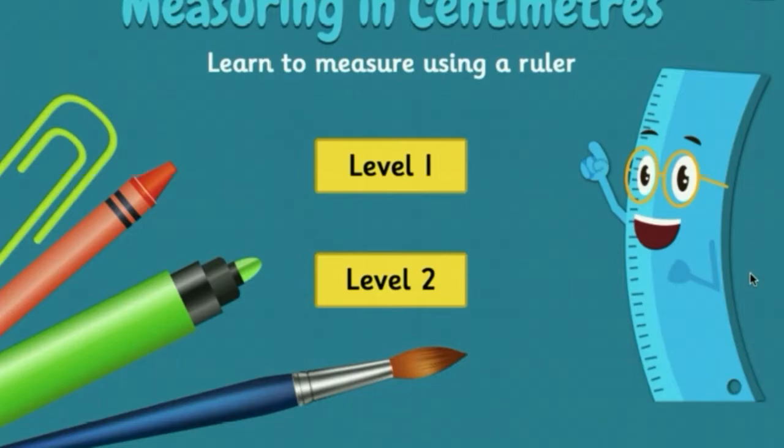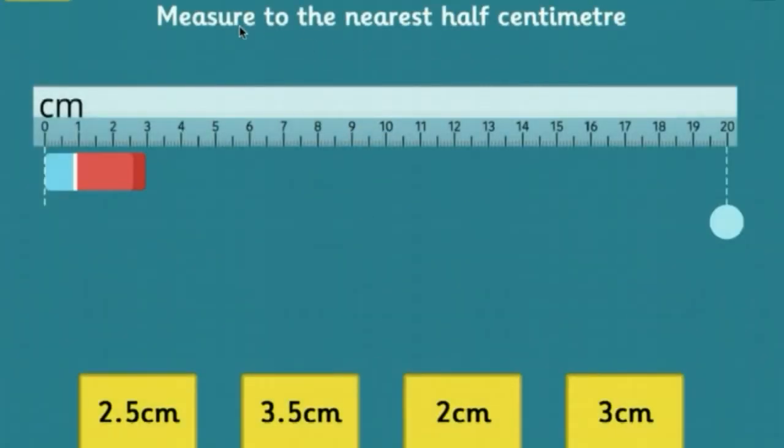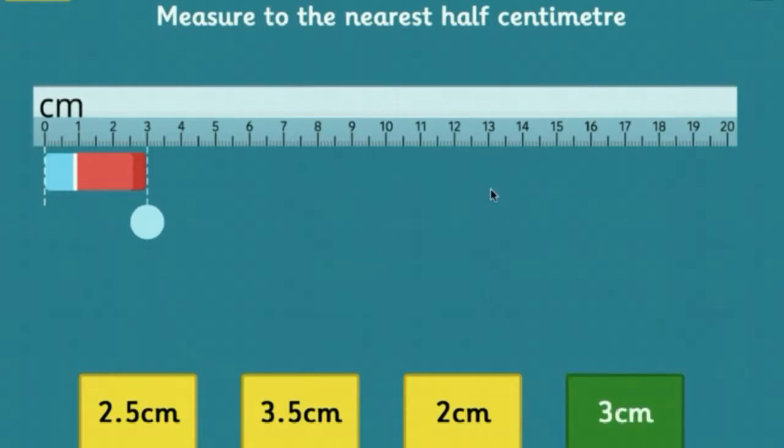If you feel like those are too easy after doing all 15, you can come into level 2. Level 2 will be measuring to the nearest half centimeter. So this one is more than just 3, 4, 5, 6. You have answer choices down here like 2.5, 3.5, 2, and 3. In this case, this eraser is 3 centimeters, it looks like. Let's check. Excellent.